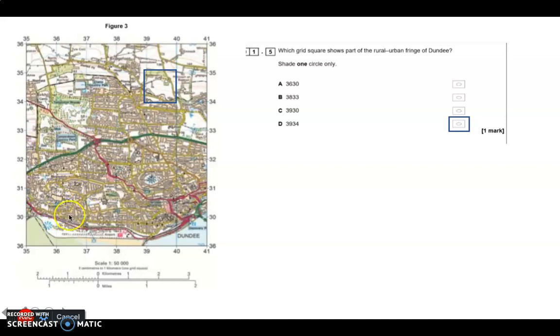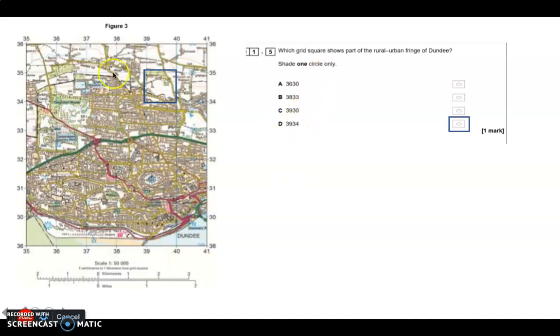And you can see here in this grid square, it's very urban. I can see all these buildings within it. So the next one is 3833. So 38, always do the bottom first, and then up to 33. And again, it's a very urban square. Next one is 3930. Again, it's very urban. So it can't be any of these because they're not on the fringe. We need to see some rural area within it.